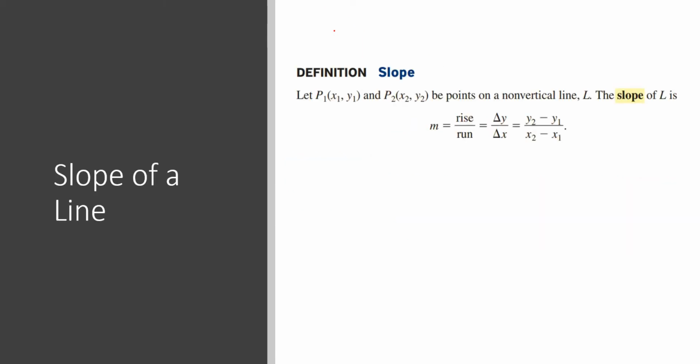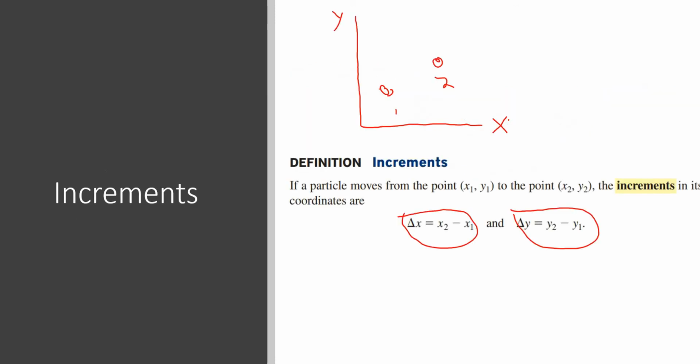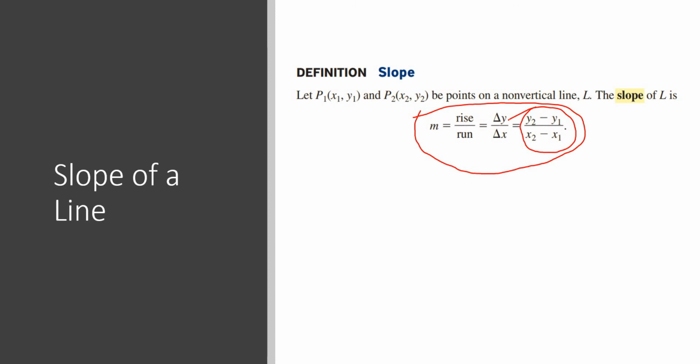Next, we have the definition of a slope of a line. So let P1 (x1, y1) and P2 (x2, y2) be points on a non-vertical line L. The slope of L is m, which is equal to rise over run, delta y over delta x, and also right here, so delta y over delta x, those are the increments that we just covered on the previous slide. And so that's known as the slope of a line, and it is frequently written as m.